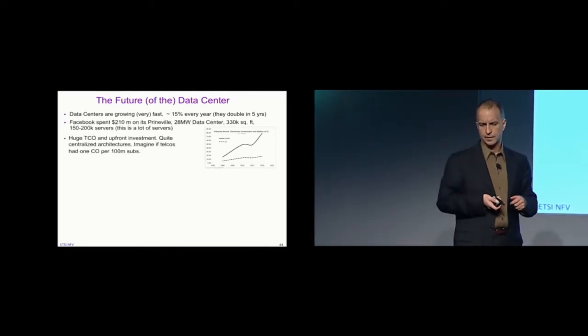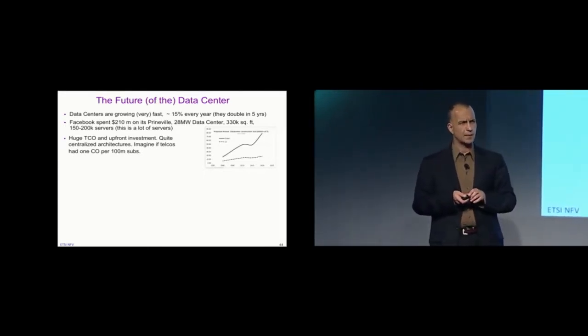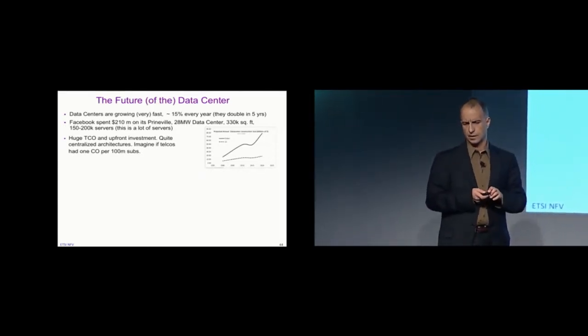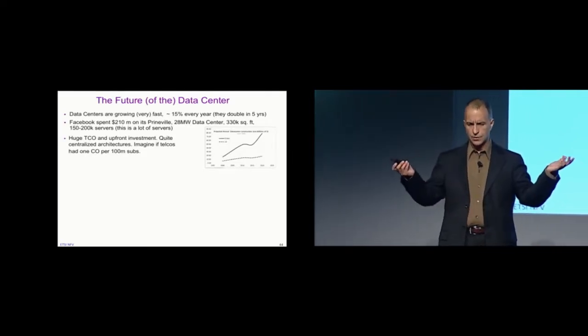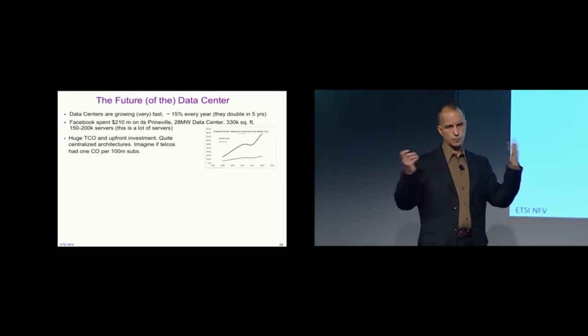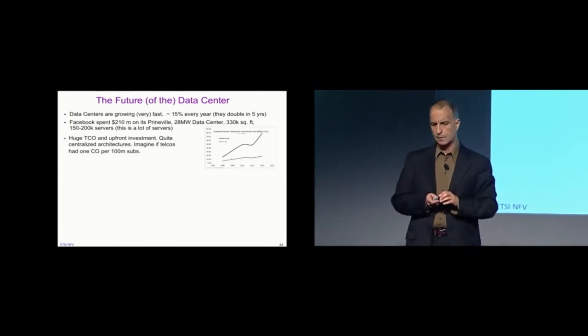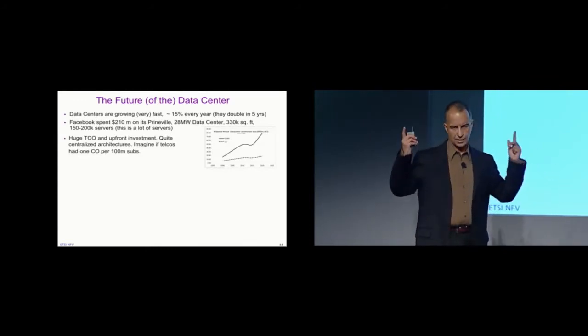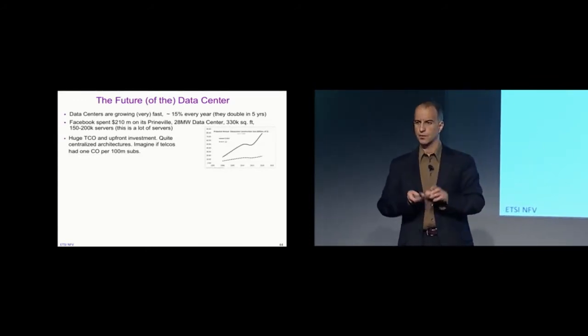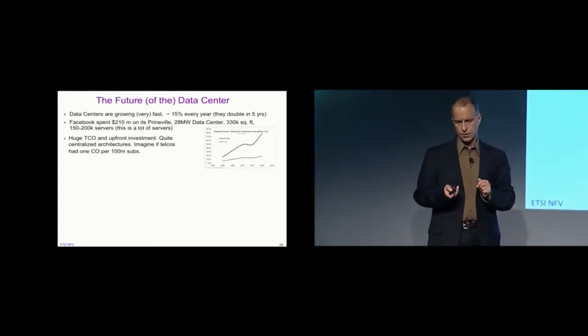So Facebook spent about $210 million back in 2010, I believe, or 2011, for its Oregon data center. A lot of servers there. There's a huge TCO and upfront investment for building a data center, a quite centralized architecture. Imagine if telcos had one central office per 100 million subscribers. That would be chaotic, of course.